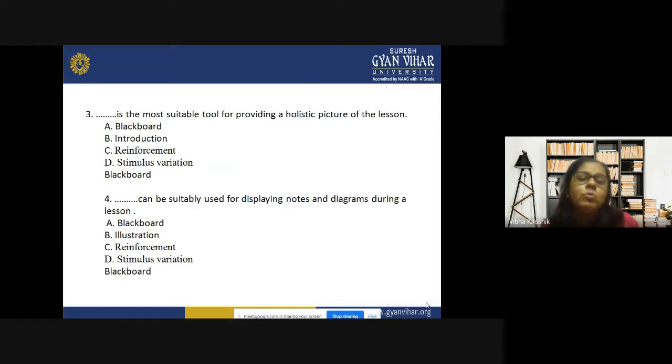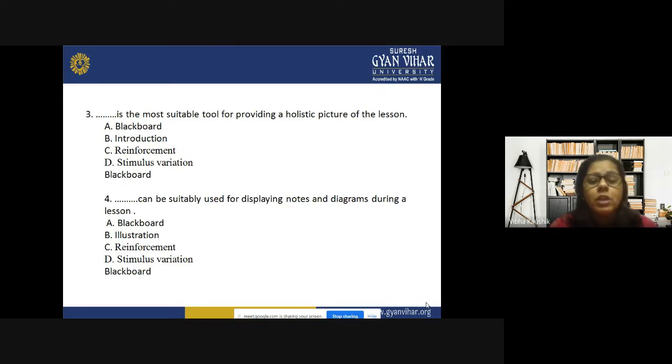Dash is the most suitable tool for providing a holistic picture of the lesson. The whole picture of the lesson can be shown by that tool. Now the options are A. Blackboard, B. Introduction, C. Reinforcement, or D. Stimulus variation. Now what will be the correct answer? The correct answer will be option A, that is Blackboard.